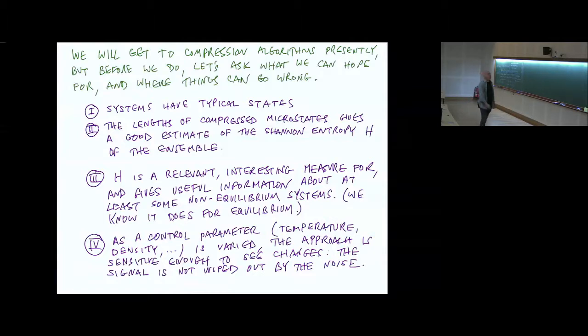Okay? So, what I wrote here is, let me ask what I can hope for, which is exactly the place that everything can break down. Okay? I hope that non-equilibrium systems have a sense of typicality, and that there is a sense of typical states, where if I close my eyes and randomly draw a microstate, okay, it looks like all the other ones which I would close my eyes and randomly draw. Don't know. I hope so.